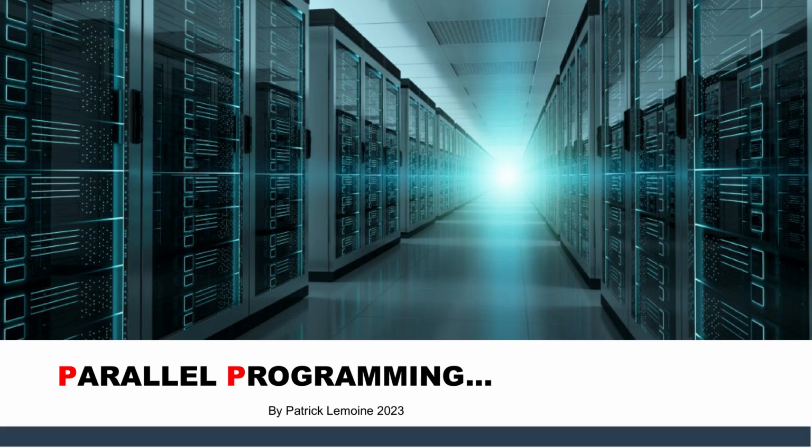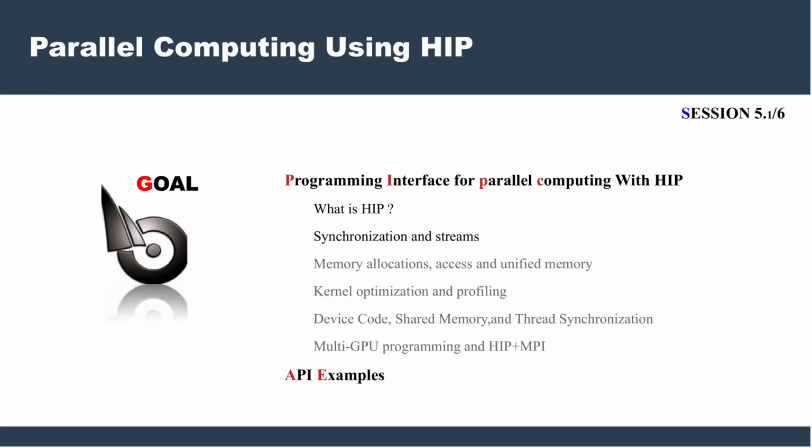Parallel computing using HIP, or Heterogeneous-Compute Interface for Portability, enables efficient programming across different hardware. It provides a programming interface for parallel computing, allowing synchronization, stream management, and memory allocation. HIP facilitates kernel optimization, profiling, and supports multi-GPU programming, with HIP plus message passing interface, enhancing performance and scalability in complex computational tasks.